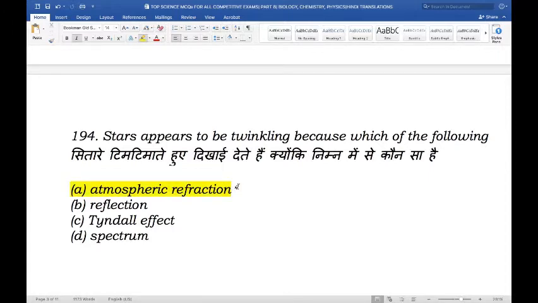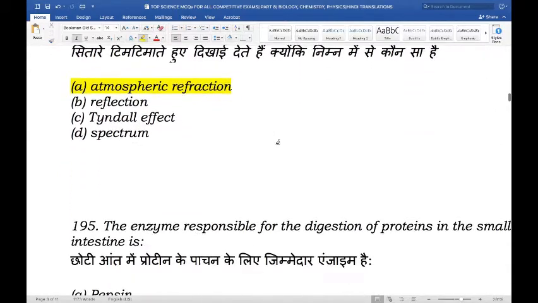Atmospheric refraction occurs in a medium of gradually changing refractive index. Since the atmosphere bends starlight toward the normal, the apparent position of the star is different from the actual position, which is why it gives the twinkling effect. So remember, the next time you see stars twinkling, it is because of atmospheric refraction.